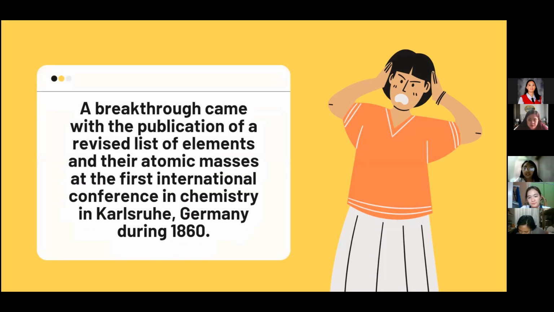So next is during 1860, a breakthrough came with the publication of a revised list of elements and their atomic masses at the First International Conference in Chemistry, Karlsruhe, Germany. So dun ang pinag-usapan nila is they concluded that hydrogen would be assigned the atomic weight of 1, and the atomic weight of other elements would be decided by comparison with hydrogen. So for example daw, ang carbon is 12 times heavier than hydrogen. So ibig sabihin ang atomic weight daw ng carbon is 12.